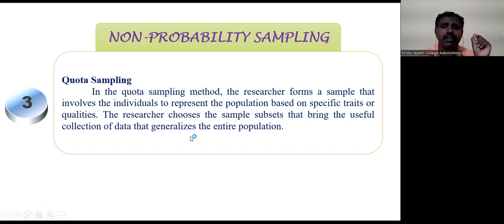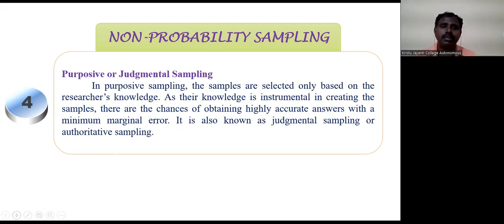Next one is quota sampling. Here the researcher forms a sample that involves individuals to represent the population based on specific traits or qualities. The researcher chooses sample subsets that bring a useful collection of data that generalizes the entire population. There is also purposive sampling.